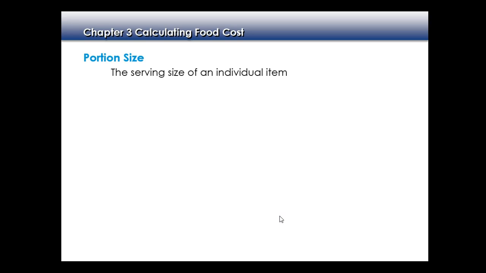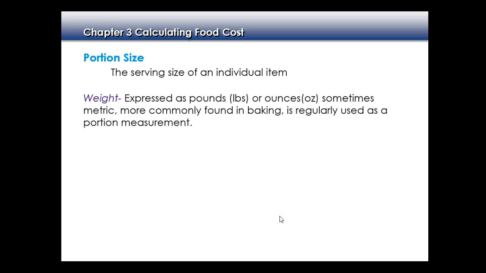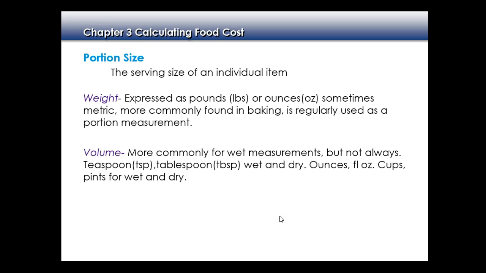So let's take a step back and talk about portioning. The book sometimes kind of works backwards. So you're going to be portioning these out either by weight, the mass of an item. It's usually expressed in pounds or ounces. You see I put the abbreviations as well. I know not everyone here is familiar with them. In restaurants, you're going to see either pounds or ounces as the usual portions. You will find metric, which is more commonly found in baking.